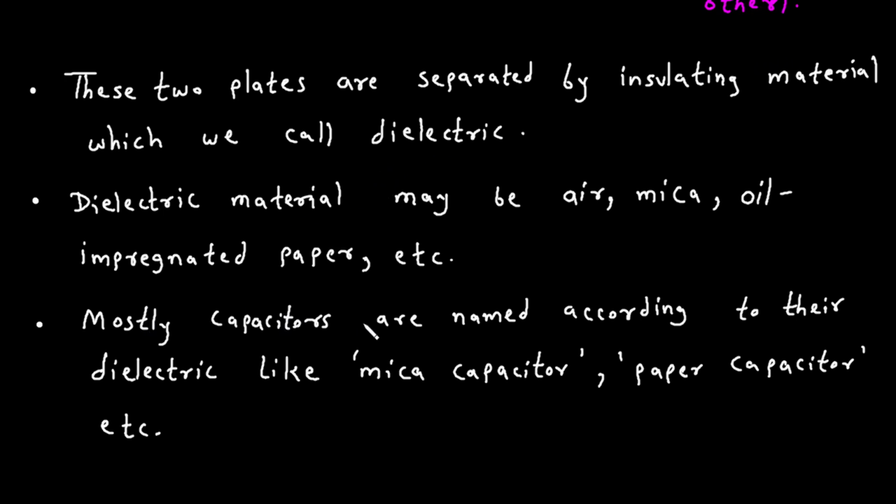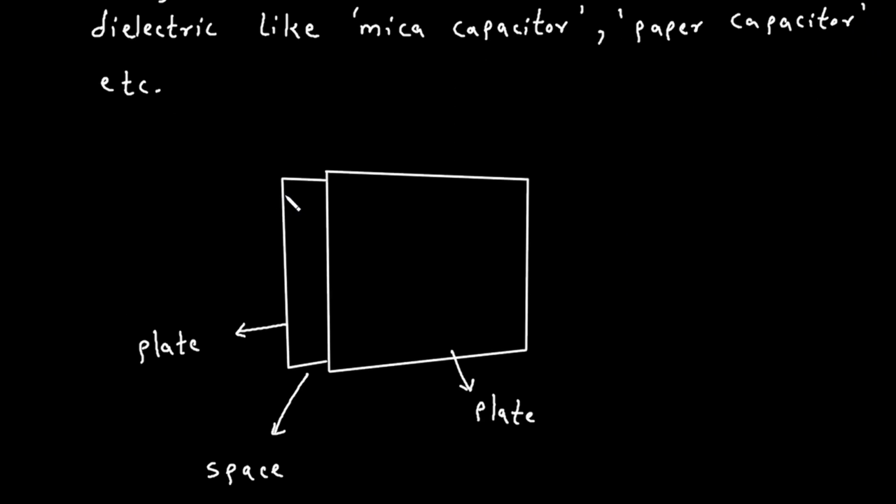Mostly capacitors are named according to their dielectric, like mica capacitor, paper capacitor, etc. So suppose if this space contains mica, then it may be a mica capacitor, or likewise.